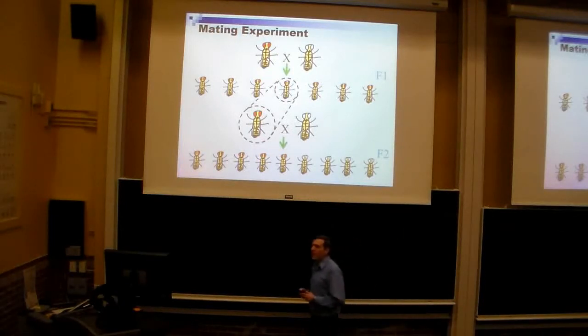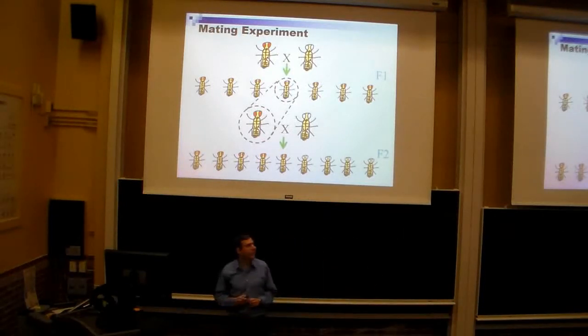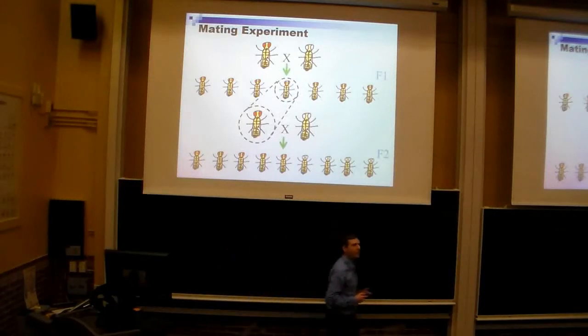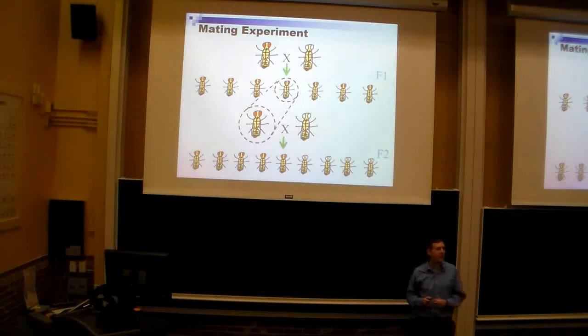And what we would like to do is understand what's going on genetically that might produce this set of phenotypes. So can anyone suggest a hypothesis? What might be the genetics of the red-eye and white-eye traits?